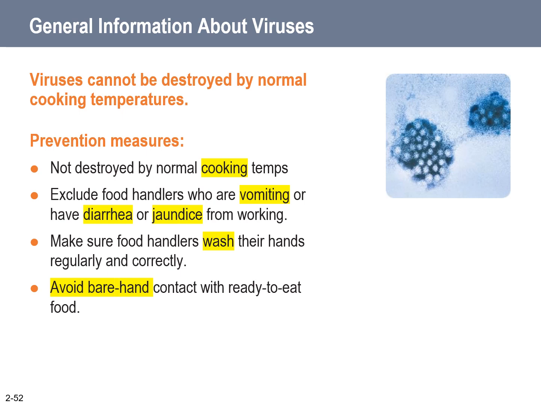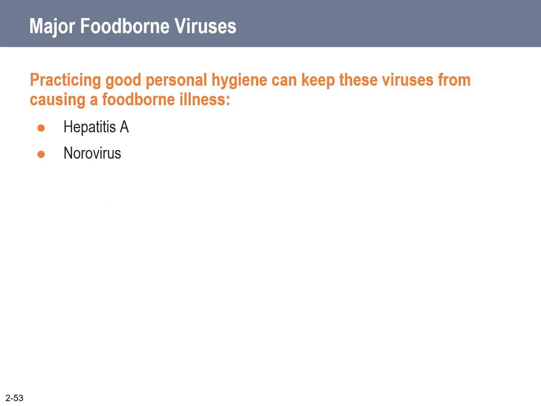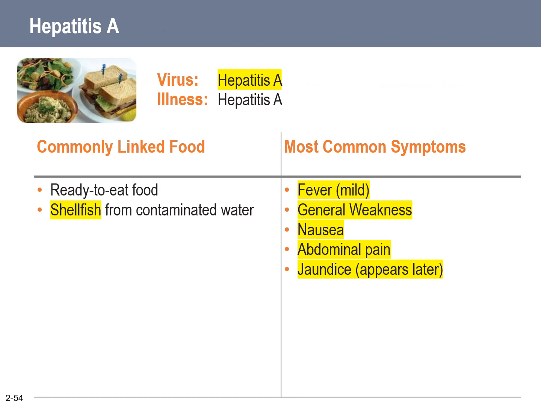You want to make sure everyone, especially food handlers, washes their hands the proper way as often as they can, and avoids bare hand contact with ready-to-eat foods. Practicing good personal hygiene can prevent hepatitis A and norovirus. Okay, so what is hepatitis A?